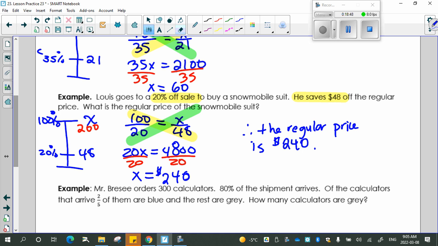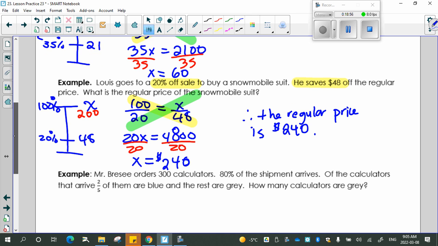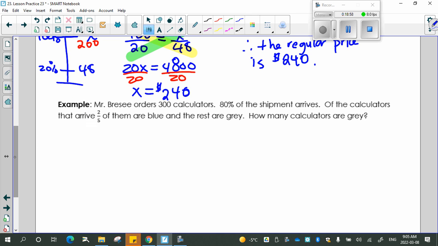Okay, the next one is a mix of today's question and yesterday's question. It's going to require us to do two proportions, okay? Because we're comparing the number of calculators and the percent, but we're also comparing blue ones and gray ones. Or blue ones and total ones. We'll figure that out when we get there.